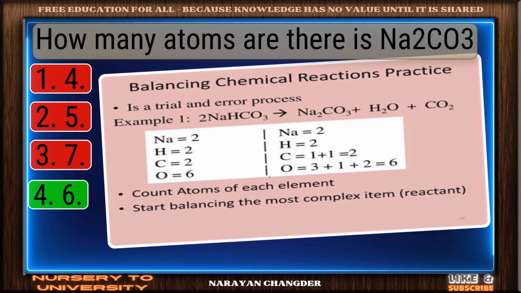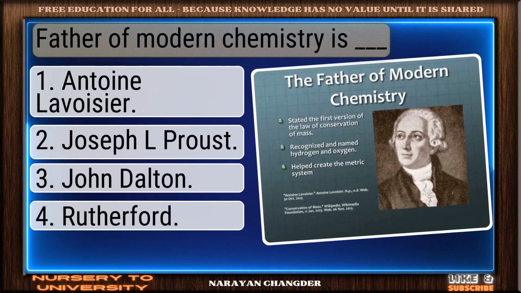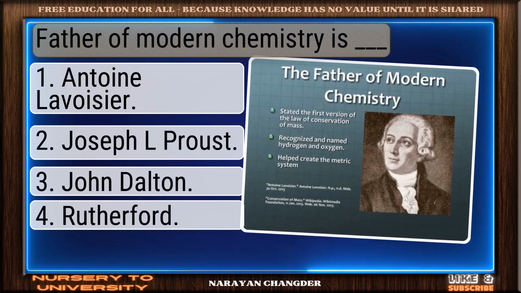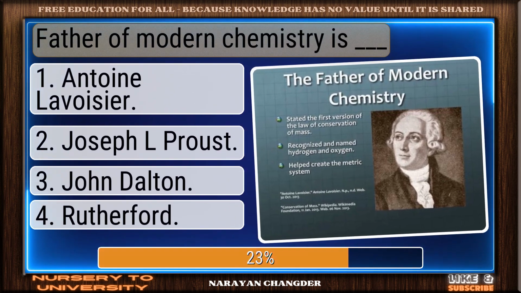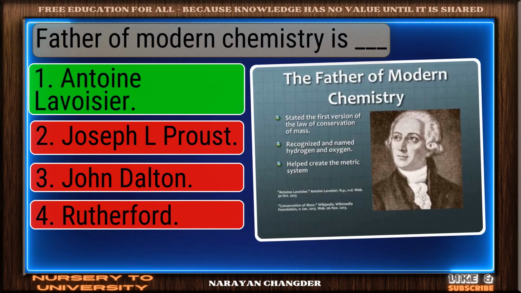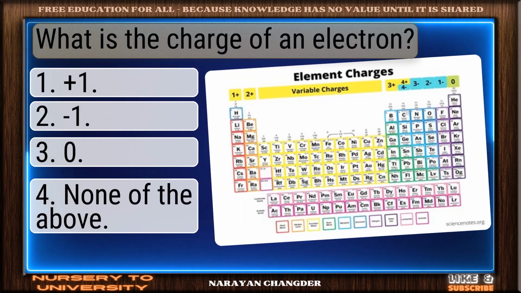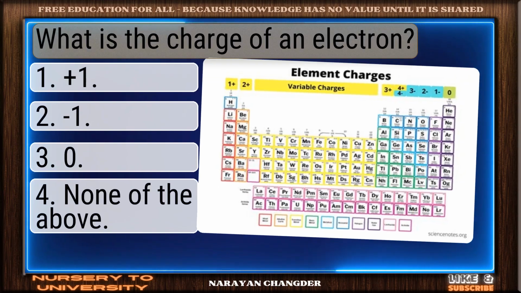Correct response. 6 is the most accurate answer. Question number 217. Father of modern chemistry is dash. Nice work. You chose Antoine Lavoisier, and it is correct. Question number 218. What is the charge of an electron?